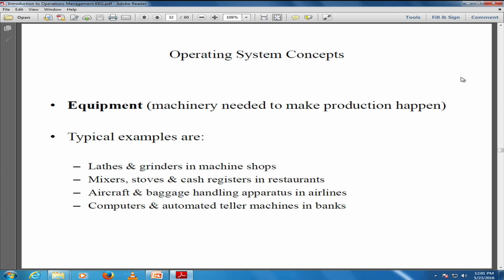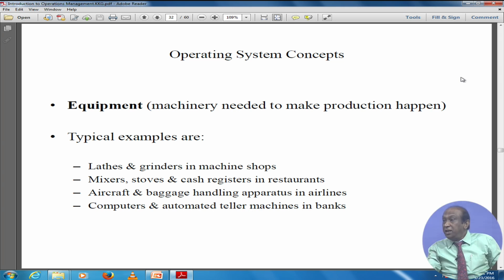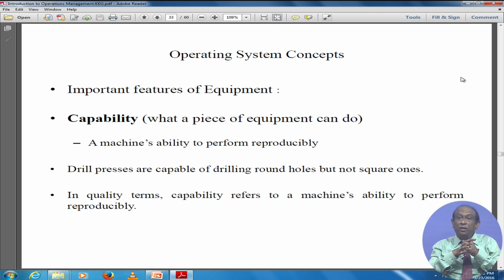How do we define equipment? The machinery needed to make production happen. Typical examples, as all of you have seen, are lathes and grinders in machine shops, mixers, stoves and cash registers in restaurants, aircraft and baggage handling equipment in airlines, computers and automated teller machines in banks. These are examples of equipment. Okay. Now, what are the important features of equipment?